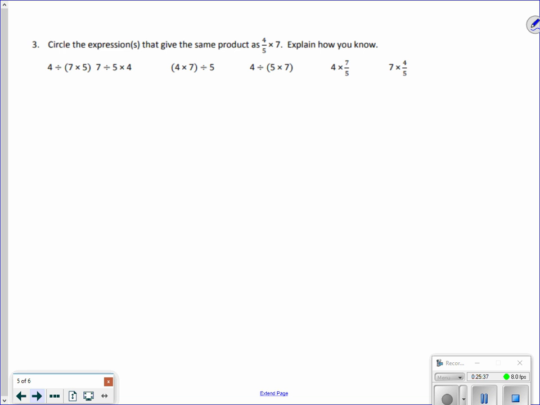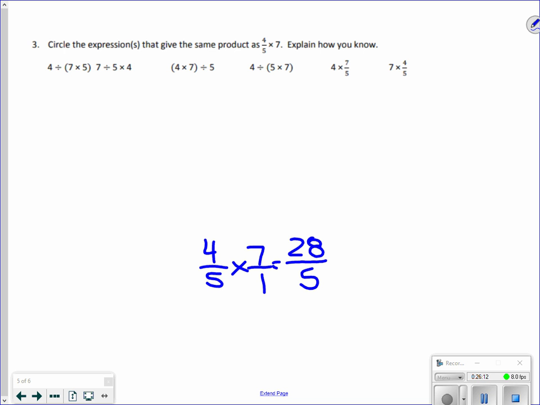Because some of you don't do it, and you just kind of look at it and go, that one, that one, that one. And you don't really do any of the work. You guess. So if this were actually a test question, I would be telling you, you have to show your work. Solve all of them. So 4/5 times 7, I would say solve that one.